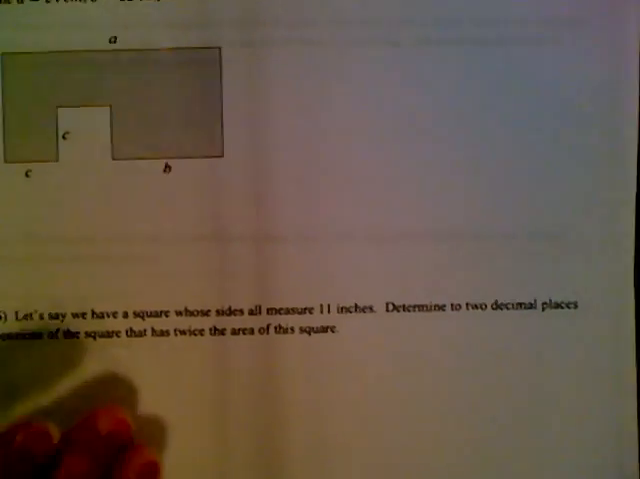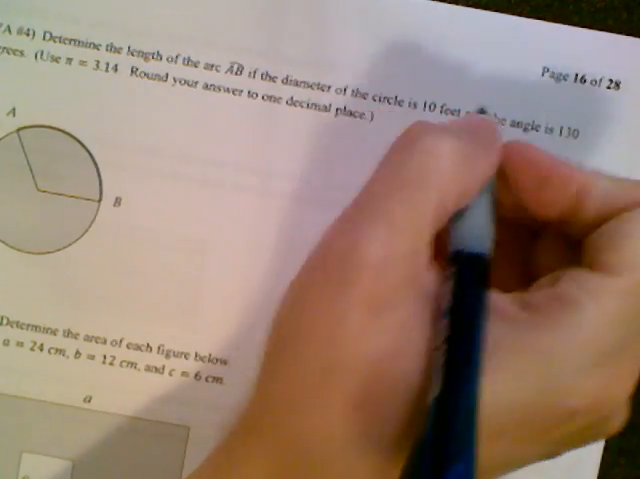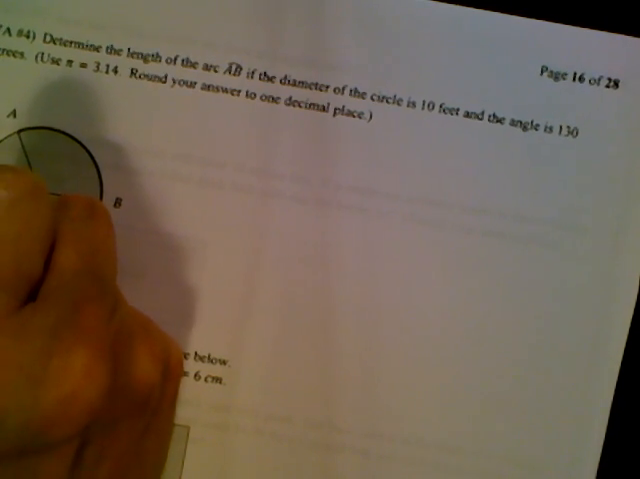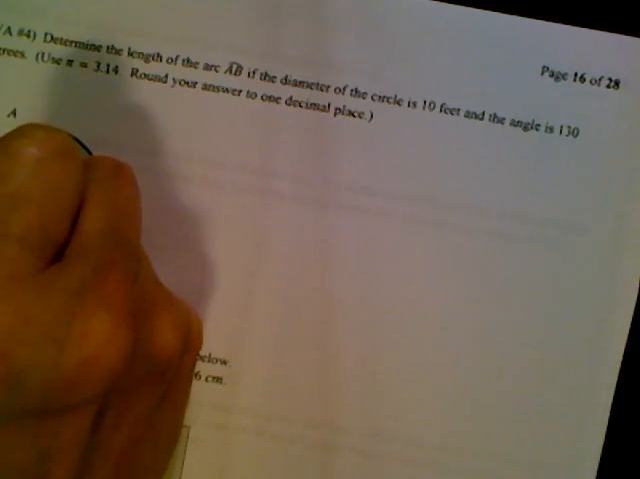All right. I'm just kind of looking. I'm pulling off the back of the notes so that I can know where to stop. Okay. Determine the arc length of the circle. If the diameter, so the diameter is 10 centimeters and the angle is 130 degrees.